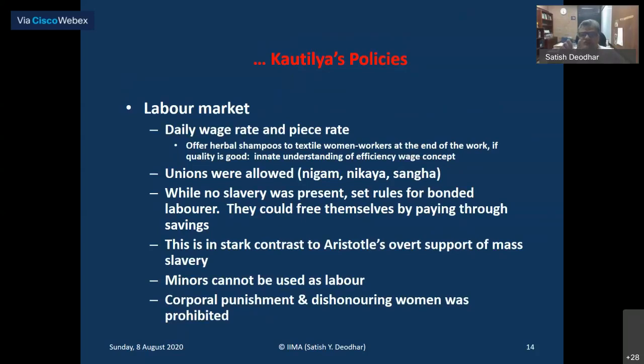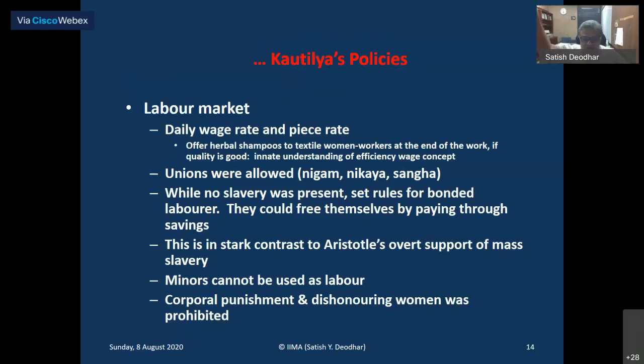schemes, quality may suffer. In a daily wage scheme, workers may not produce as much because they are getting paid per day, not per piece. And if you have a piece rate, then shoddy work might happen because workers are greedy, and naturally that's the incentive. They will try to produce more and more to get more money, but at the cost of quality. So what Kautilya says is to offer herbal shampoos to textile women workers at the end of the work if quality is good. So this is an innate understanding of the efficiency wage concept.